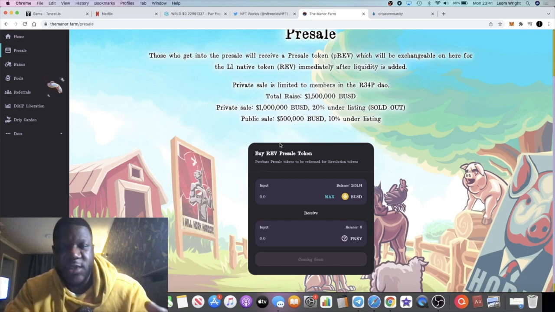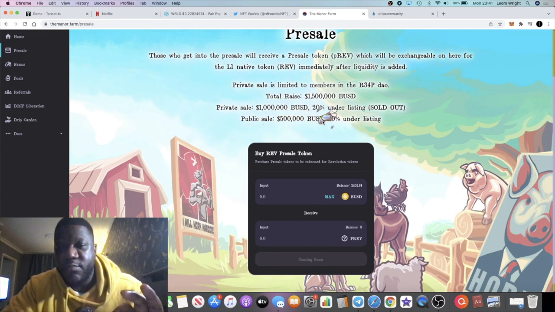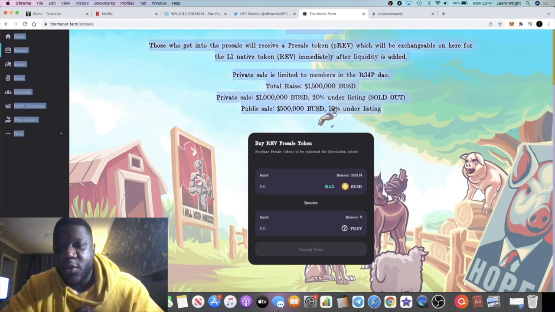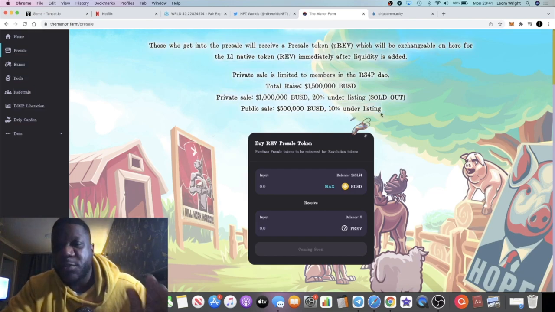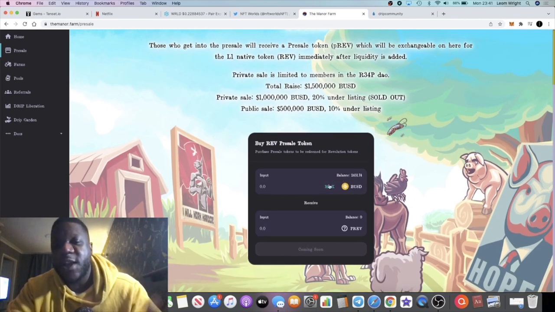Okay, guys, so the pre-sale is for the REV token. Now, there's only 500,000 BUSD in token value up for grabs at the moment in the public sale. The private sale sold out, 1 million BUSD, and the public sale will list at 10% under listing. The private sale was 20% under listing. So only 10% under listing. It's not going to be too bad if you do miss out on this, because obviously there's only going to be a limited amount of tokens up for grabs.